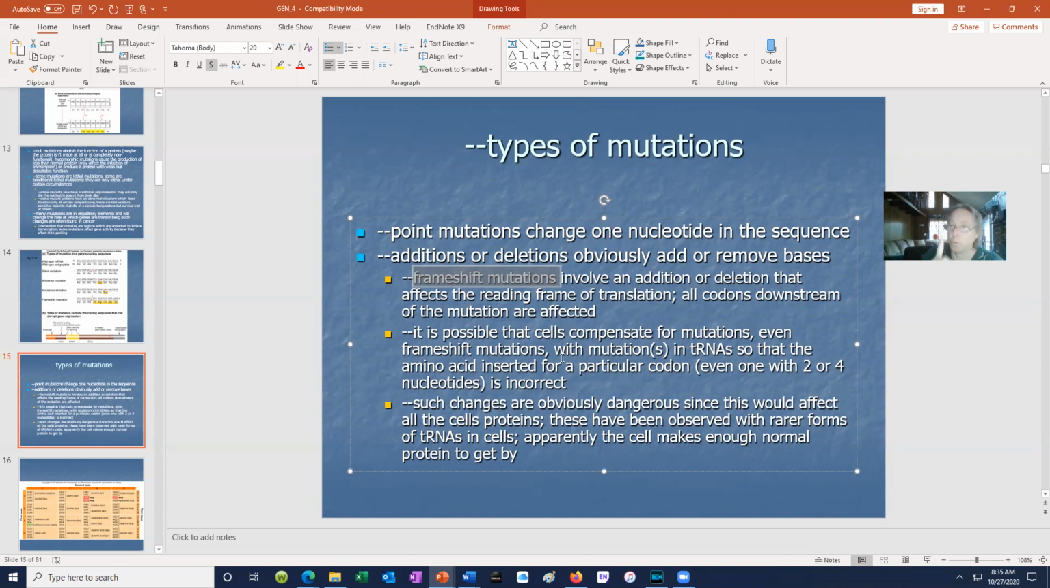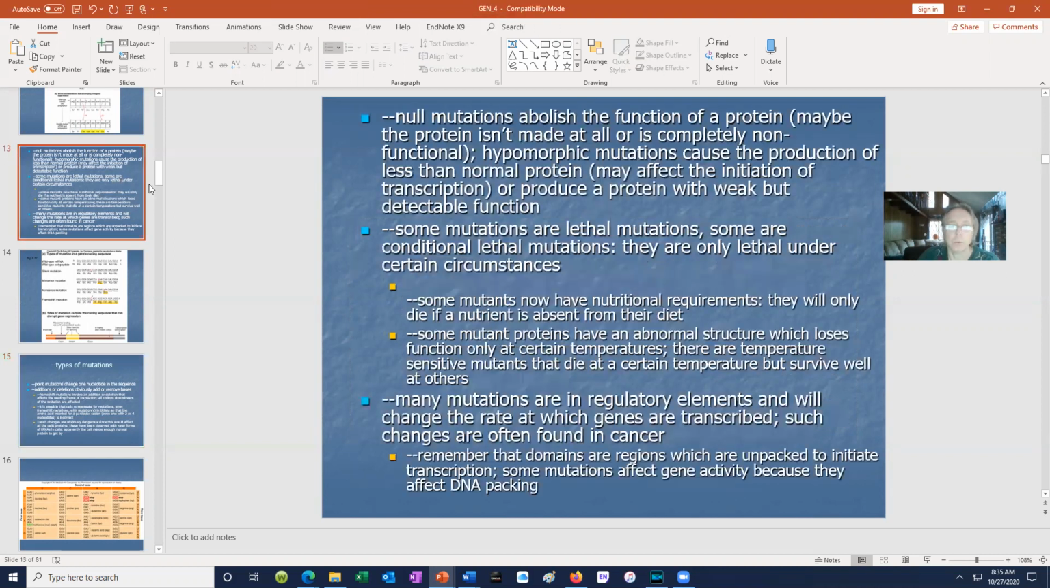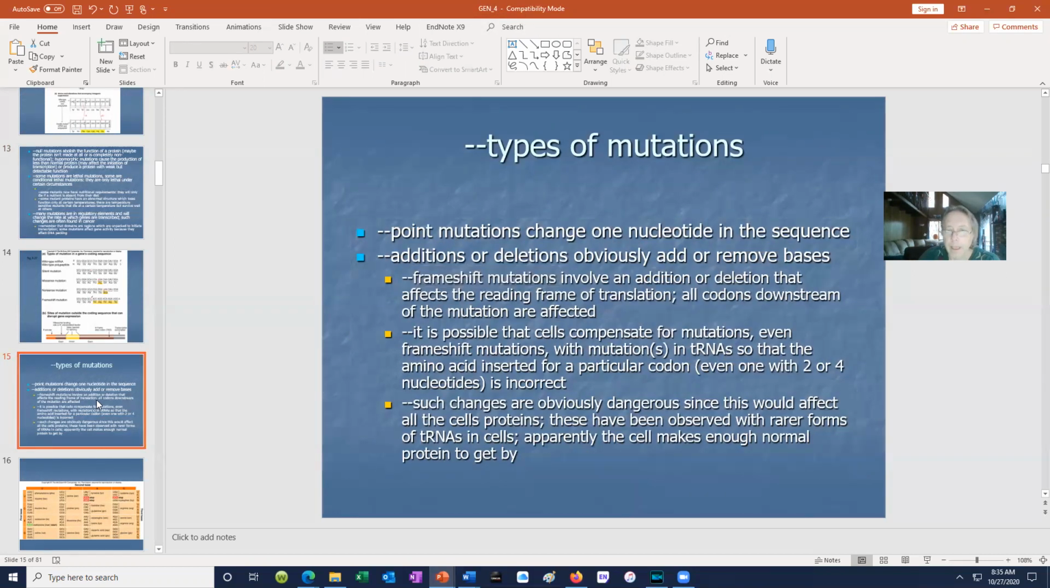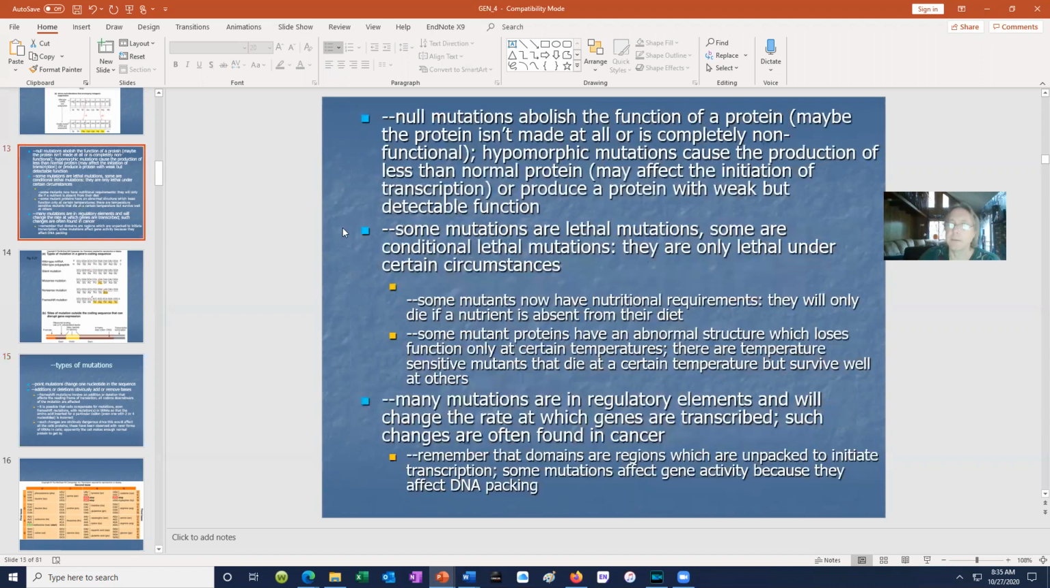So it doesn't just affect one spot, it affects all of the spots after that. All of them will be read incorrectly. So that's a type of mutation. If a mutation results in no protein being made, maybe it's a mutation in the promoter, so the gene is never transcribed, then that's what's called a null mutation.